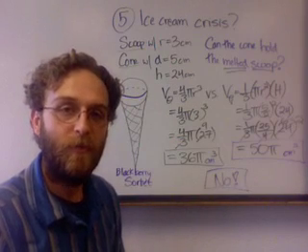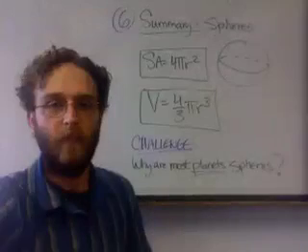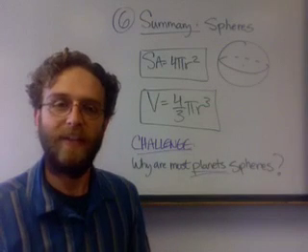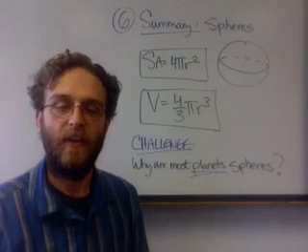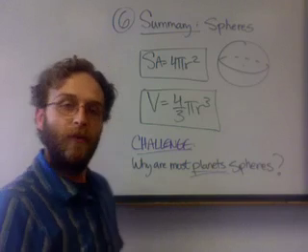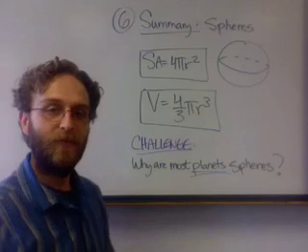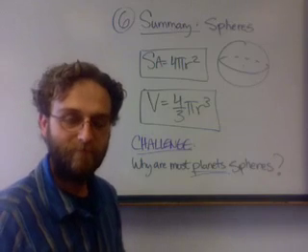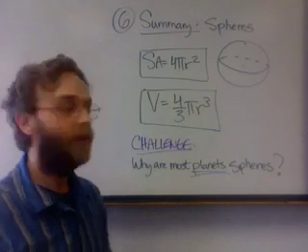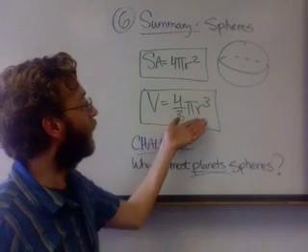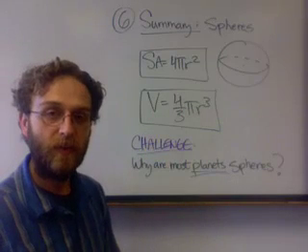Alright, let's go on to a review. Alright, we made it, you guys. This is the last slide. It's just a summary. So in closing, when we're dealing with spheres, if we want to find the surface area, it's 4 times pi r squared. If we want to find the volume, it's 4/3 times pi r cubed.